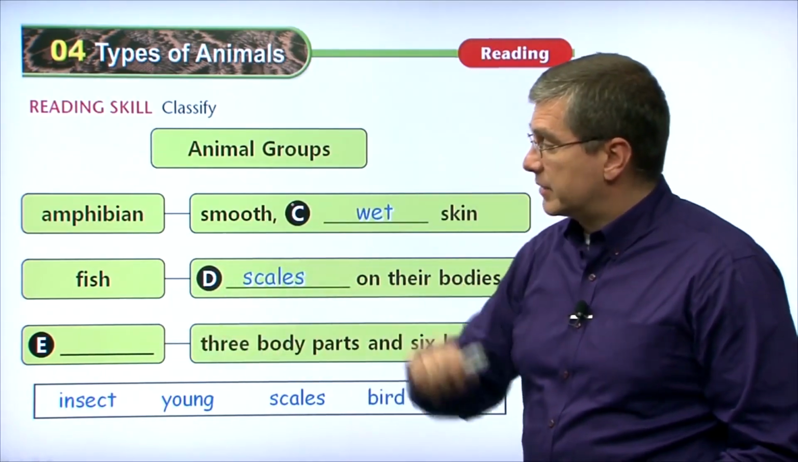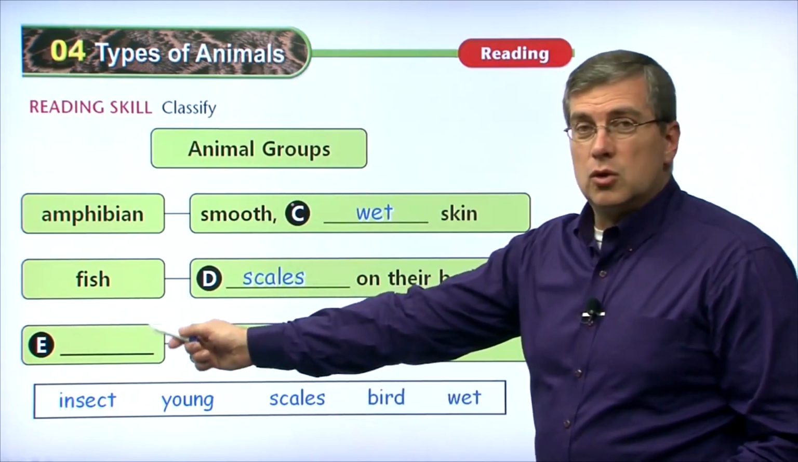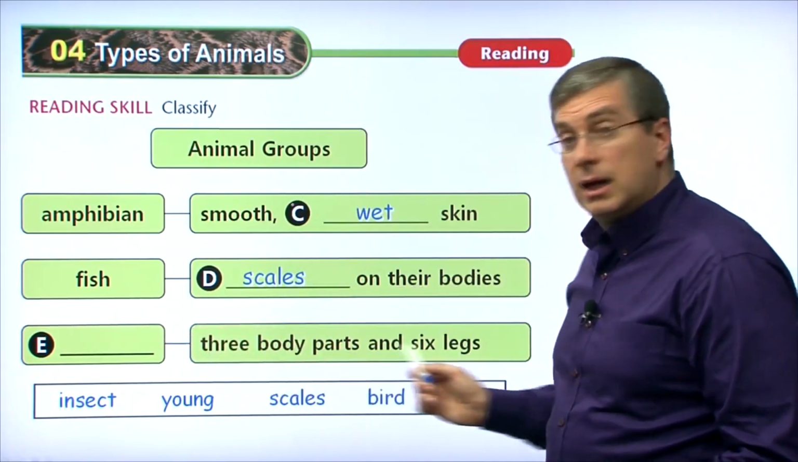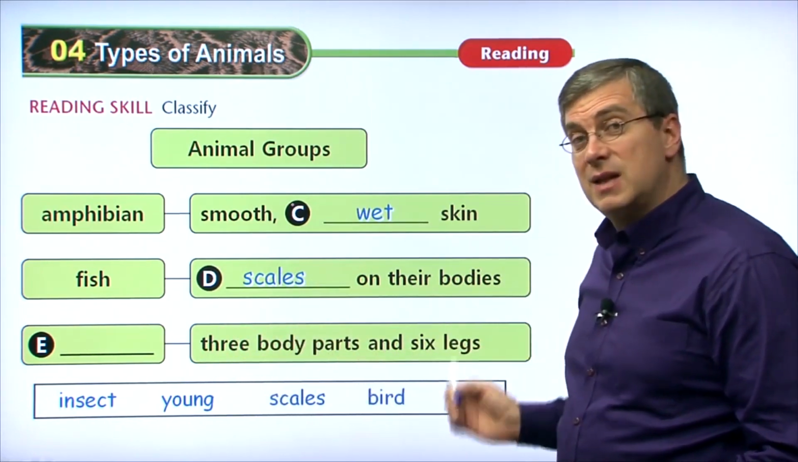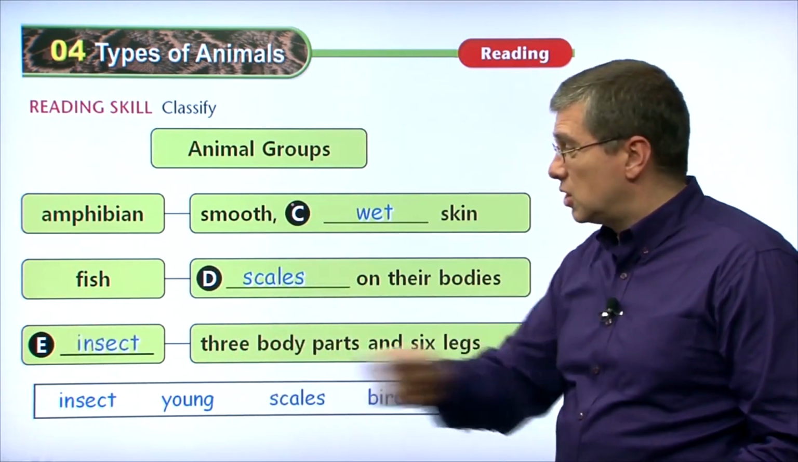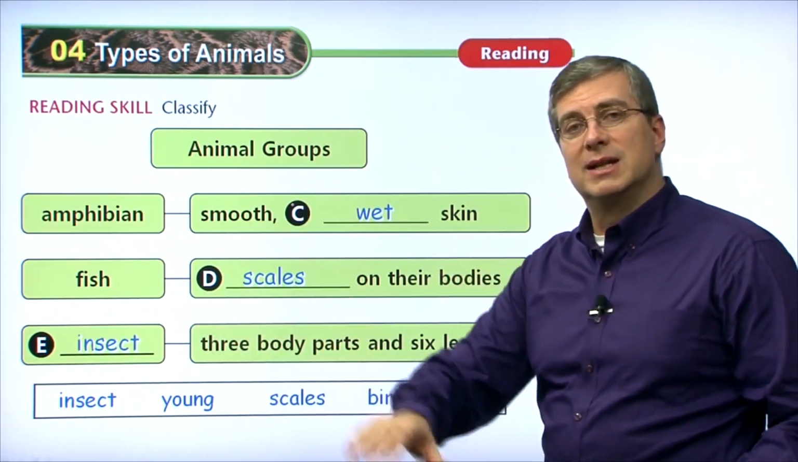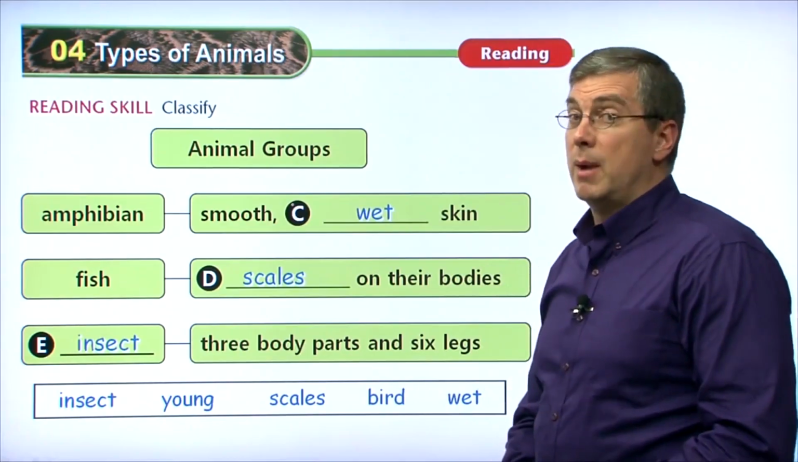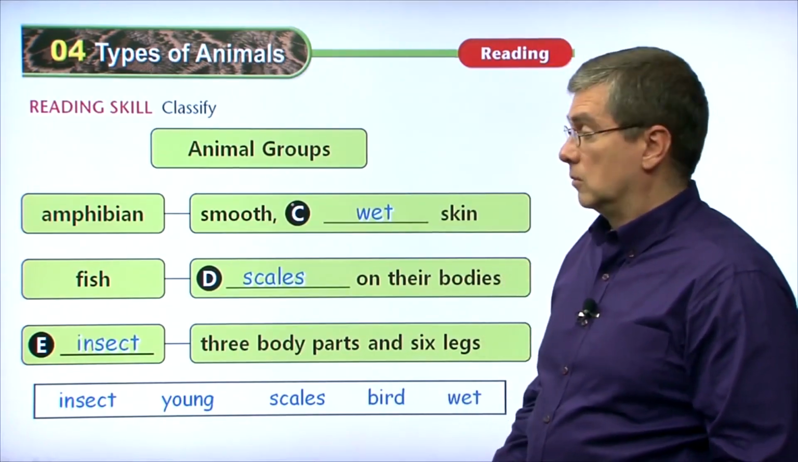Now we have the last problem, E. We don't know what the group is, but we can see the characteristic or the definition. 3 body parts and 6 legs. You got it? If you chose insect, you would be correct, okay? Because insects have 3 body parts, 6 legs, okay? Remember, spiders are not insects. They have 8 legs. Okay, there's no spider.